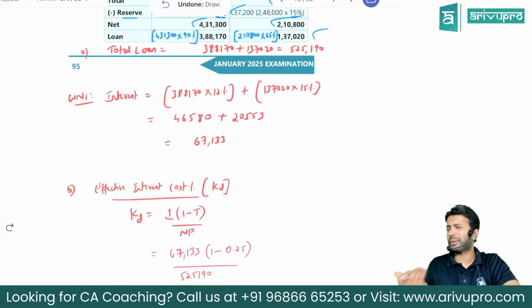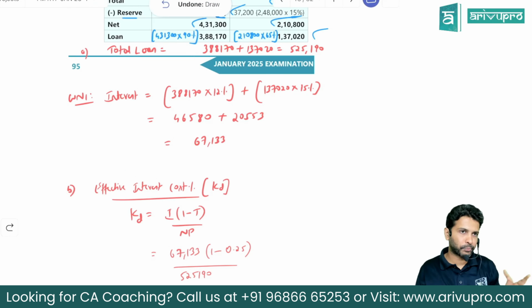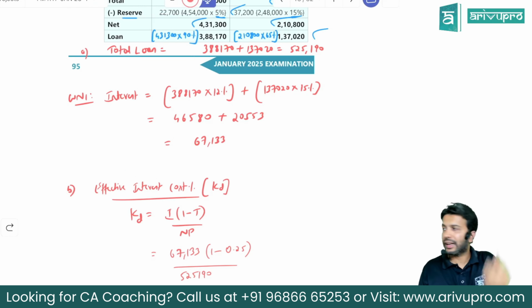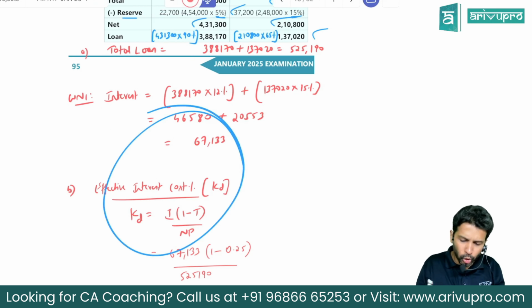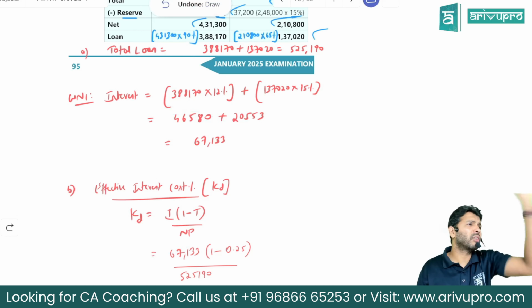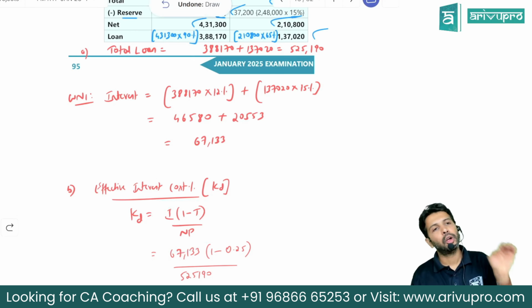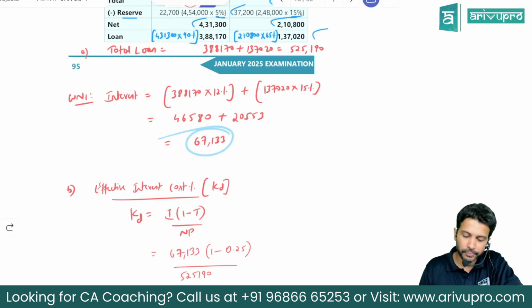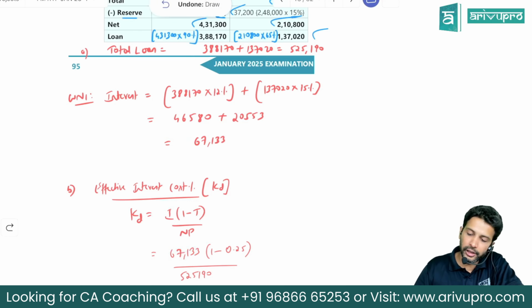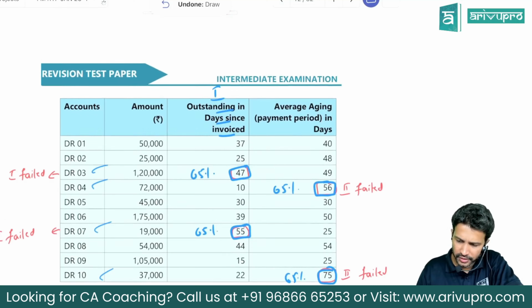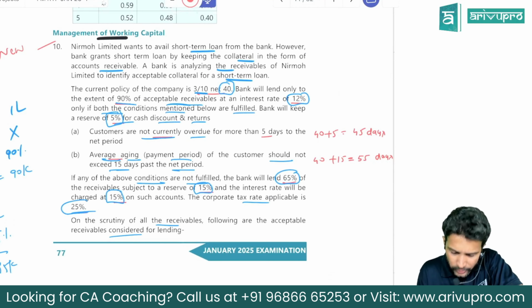Since, see, a debenture will have a face value, one instrument's value, we can calculate on unit basis. But loan and all will not have unit value. Loan is always measured on what basis? Total. Hence always apply what formula? Total formula. What is the total interest? 67,133 into 1 minus tax rate. Do you know tax rate? Somewhere we read, no? Tax rate is 25%.